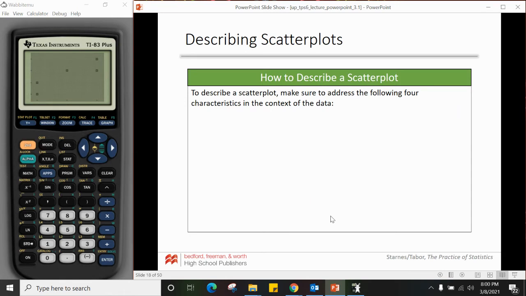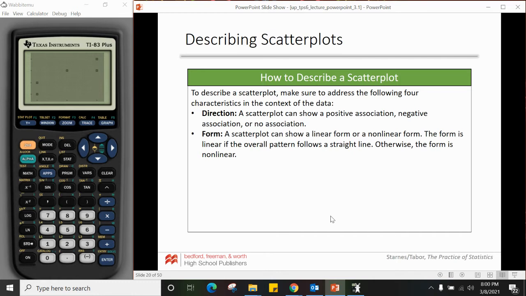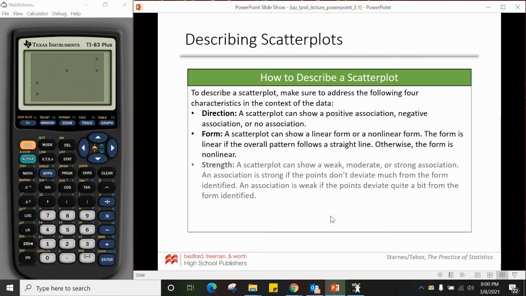So how do you describe a scatter plot? We had things to describe one variable data, SOCS: shape, outlier, center, spread. For a scatter plot, we have a similar four-part process. The first is the direction, which we just talked about. Is it positive association, negative association, or no association at all? The second is the form. A scatter plot can show a linear form or a nonlinear form. So it's just the overall pattern. Does it seem to be a linear situation or not?